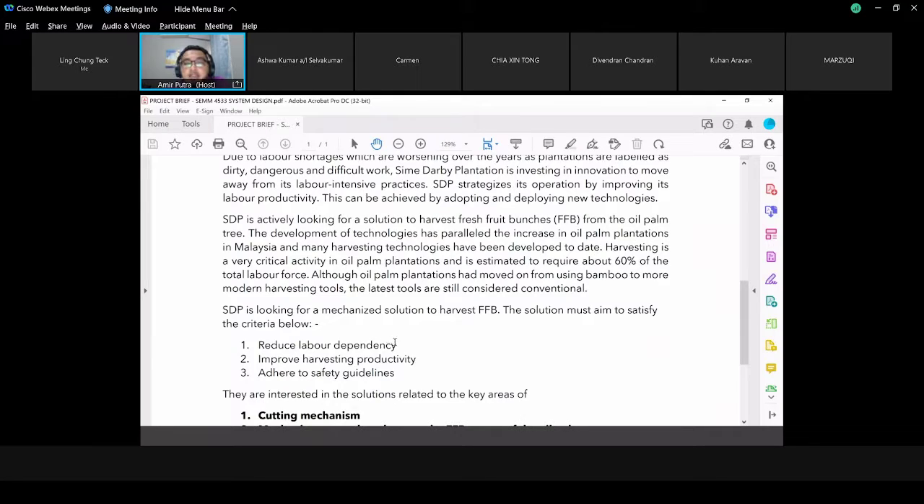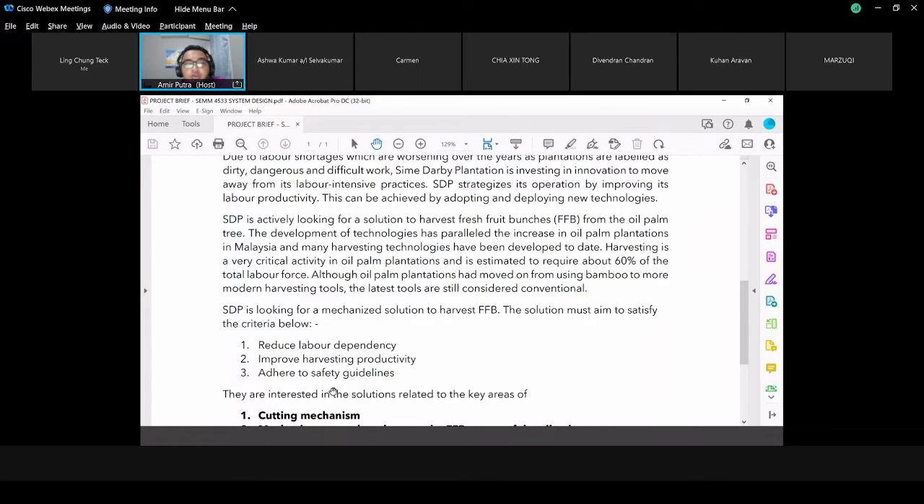The first one is reduce labor dependency. The idea is that if that one can be automatic, that is the highest priority, especially for those that will focus on the long term solution. Improve harvesting productivity. Like I have mentioned just now, one person only can cover up to 10 acres per day, with an average of 7 tons of fresh fruit bunches per day. So at least the solution that you will propose should reach that particular level.